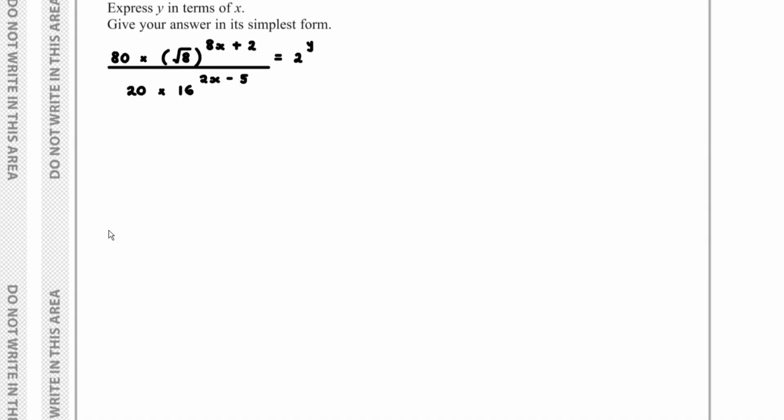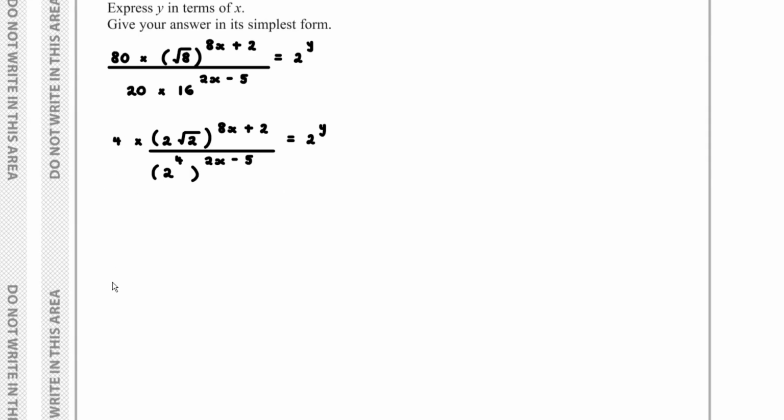80 divided by 20, that's 4. So we have 4 multiplied by, now here, root 8, that's the same as 2 root 2. So we have 2 root 2 to the power of 8x plus 2. And on the bottom, 16, that's the same as 2 to the power of 4. So we have 2 to the power of 4 to the power of 2x subtract 5. And this is equal to 2 to the power of y.